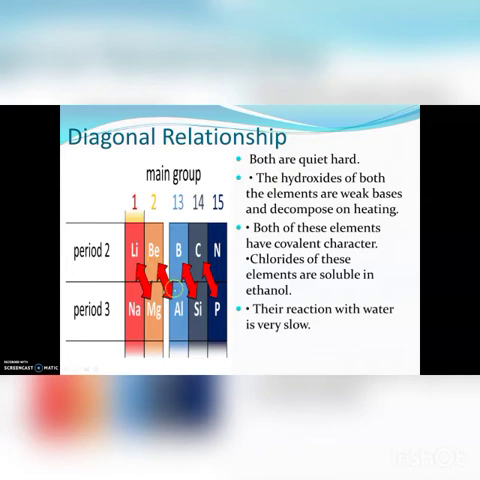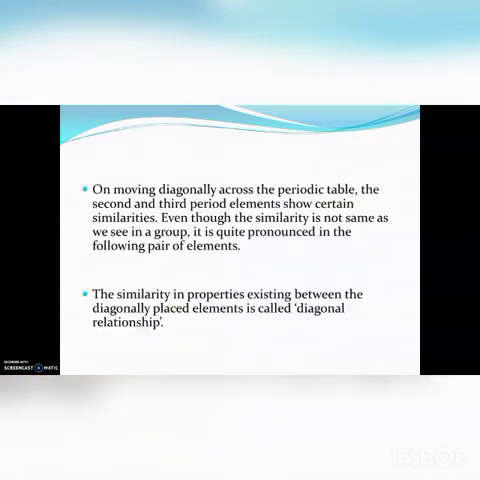If we also check beryllium and aluminium, boron and silicon, carbon and phosphorus, they show similar properties. Why is it happening? Why is it not the same group elements showing these properties? Because this is known as diagonal relationship.